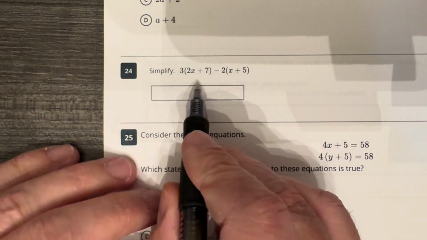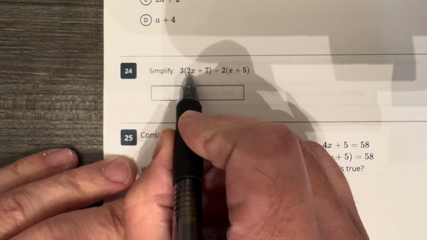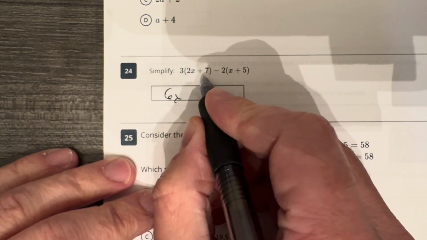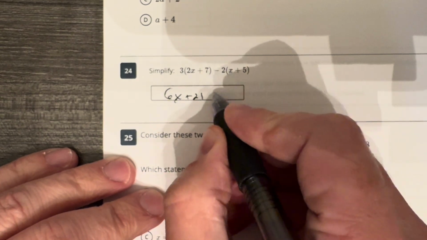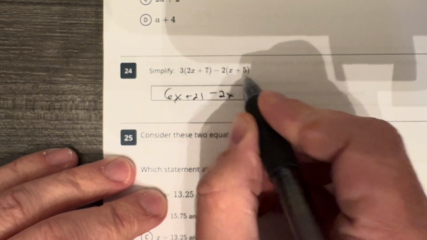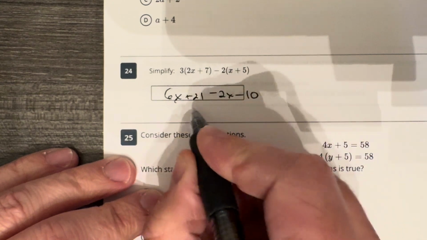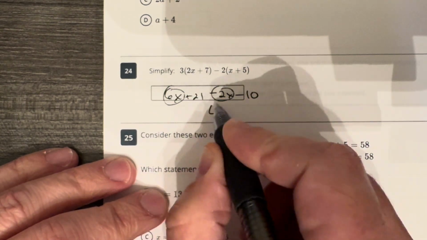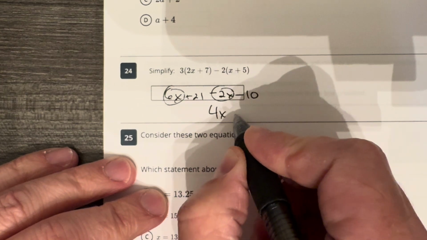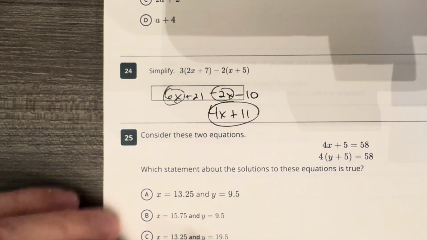Number 24, going to simplify. Distribute the 3 to the 2x. That's 6x. 3 times 7 is positive 21. Negative 2 to x is negative 2x, and negative 2 distributed to 5 is negative 10. Combining like terms, I've got 6x and negative 2x, which is 4x. 21 minus 10 is going to be 11. So 4x plus 11 is my final answer there.